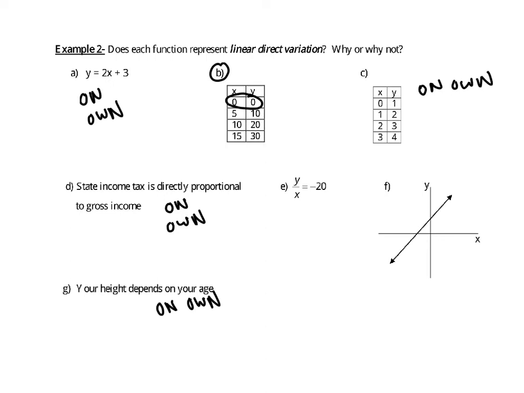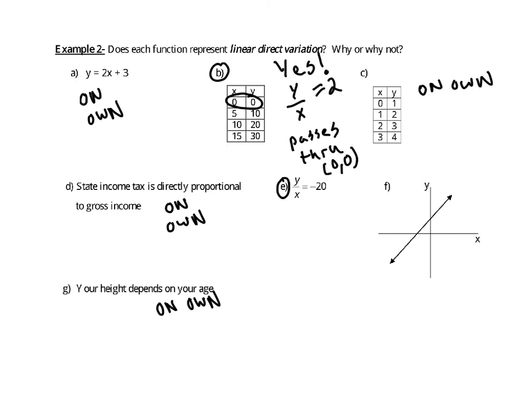The next thing we have to check for is whether it's actually linear or not. Notice that every time we divide y by x, 10 by 5, 20 by 10, or 30 by 15, we get 2. Also, it does pass through 0, 0. So our answer for letter B is definitely yes.